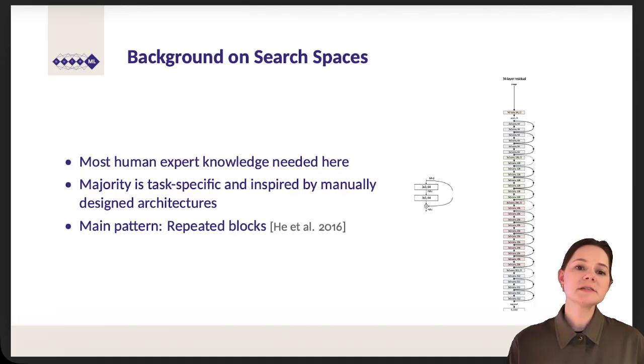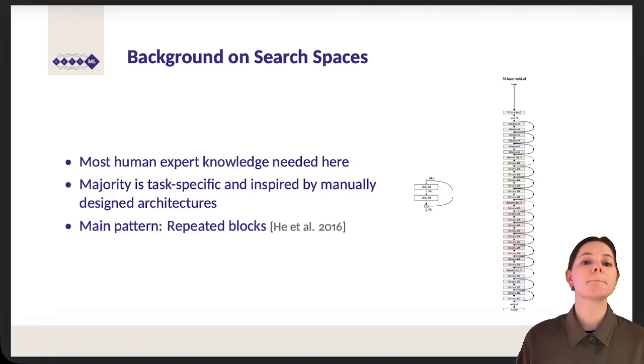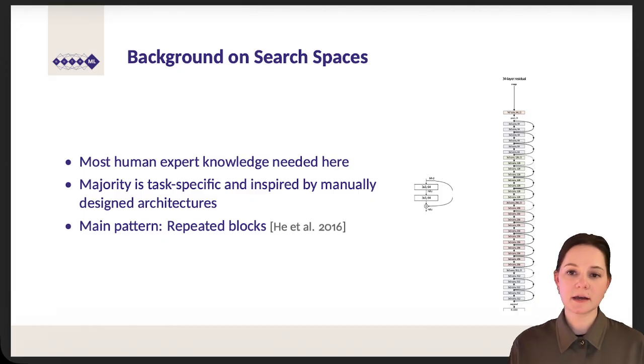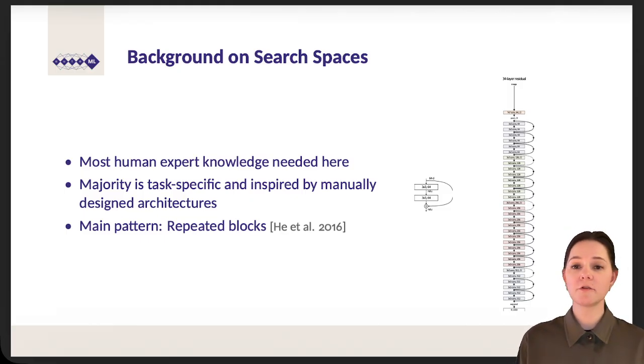The manual design architectures have a main pattern of repeated blocks, for example, the ResNet blocks from He et al. in 2016, which are visualized here on the right-hand side of this slide. On the left part of the figure, we can see a small block containing two 3x3 convolutions with 64 filters, a ReLU nonlinearity between them, and a skip connection as well.